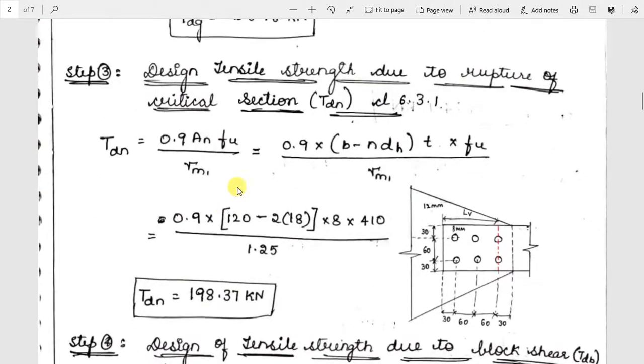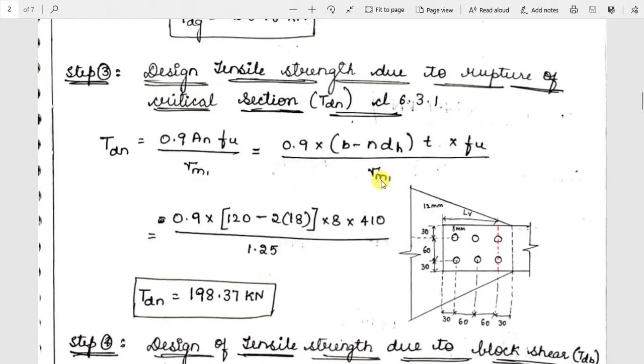If we substitute these values, B is the width of the plate, that is 120, minus n. What is n here? n is the number of bolt holes participating along the critical section. The critical section can either be here, here or here. If you take any critical section, the number of bolts participating in the critical section is 2, so n will be 2. DH stands for the diameter of the bolt hole, in this case 18. T is 8, and fu is for the material, which is 410.